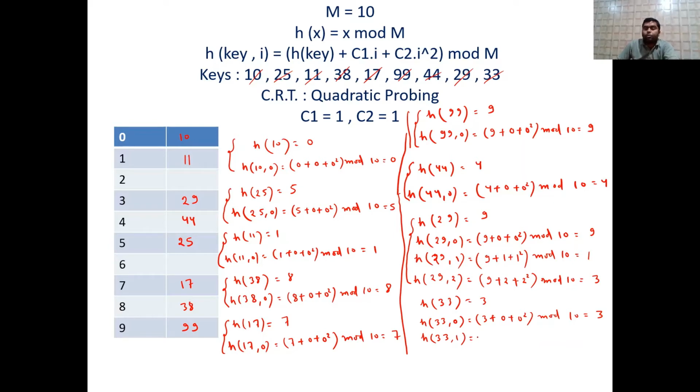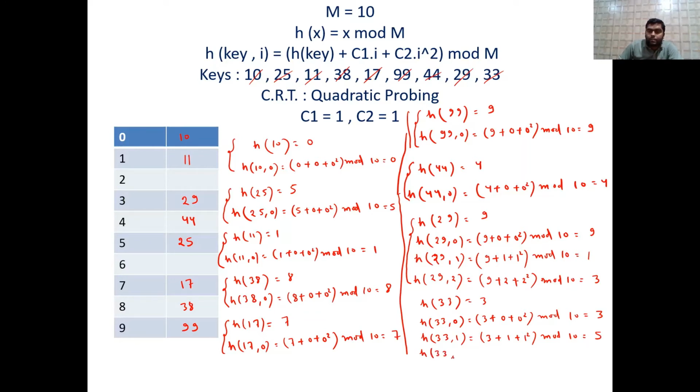So 33,1 पे जब आप करेंगे, so in case of 33,1 what will happen कि h of 33 is 3 plus attempt number, it is 1, and plus 1 square. So what will happen in that case, and mod of 10. The final result will be 3 plus 2 is 5, 5 mod 10 is going to be 5. So now observe, for 5, 25 is available at 5 है ना. So again change the probe number.